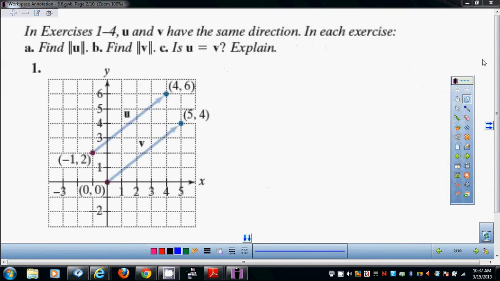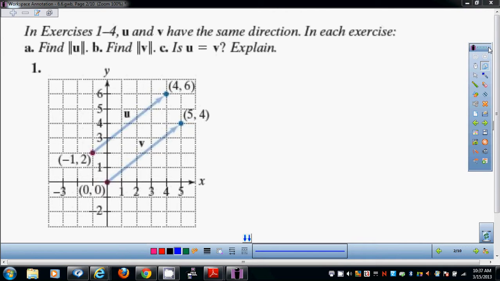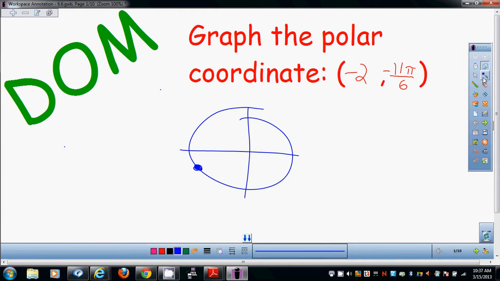Alright, here we go. A vector. The reason today blends perfectly with yesterday is because a vector is the exact same thing as a polar coordinate. Actually, let me go back to the dome for a second. A vector is just something that has both magnitude and direction. So, for instance, this vector here has a length of 2, and it goes in the direction of 11 pi over 6. Vectors. Magnitude and direction.